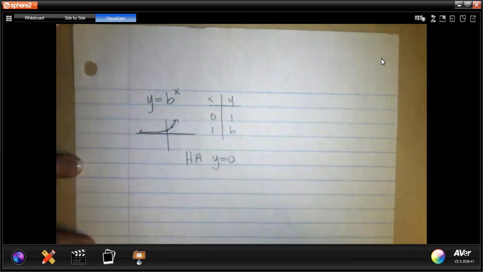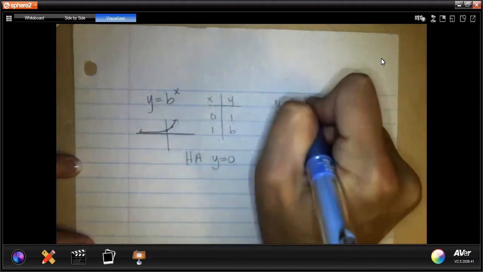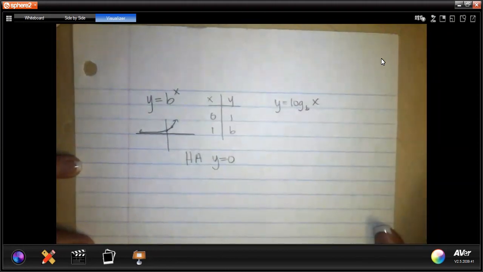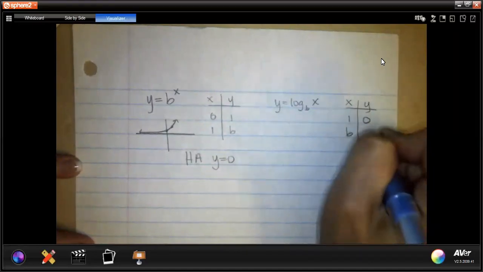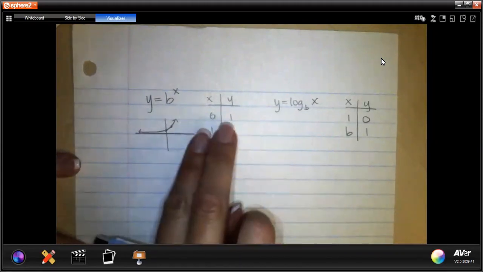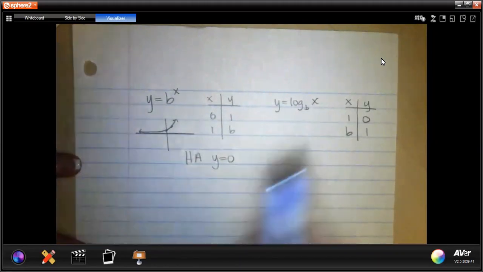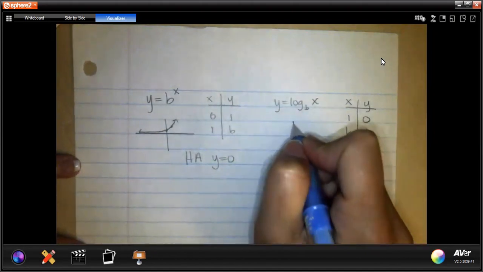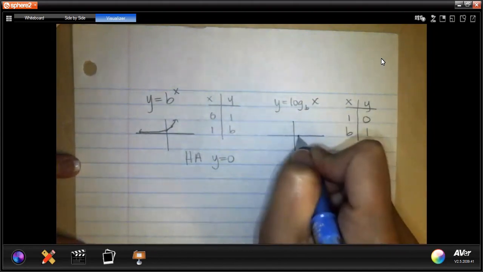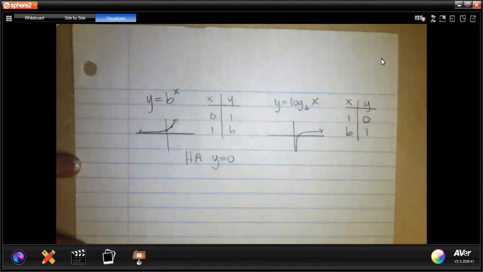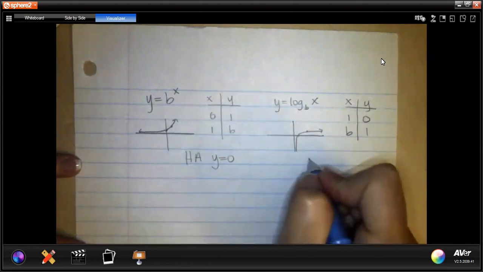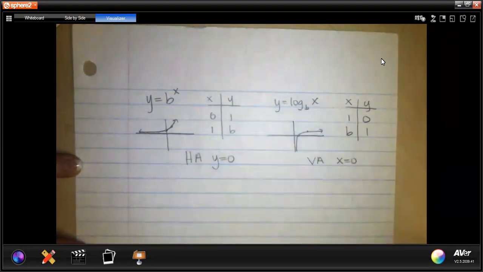Now, last class we learned that a log is the inverse of an exponential. So if we had log base b of x here, its key points would then have to be (1, 0) and (b, 1), because with the inverse, we're switching that x and that y. So our new key points would be these points here. If we've got the points (1, 0) and (b, 1), this is going to get close to the y-axis and then move to the right. In this case, we have a vertical asymptote at x equals 0.